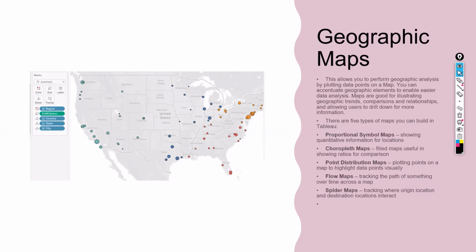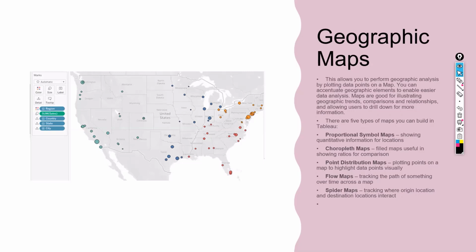Maps are also good for illustrating geographical trends. You can also use them for seeing weather conditions, how the climate is. If you want to know how much it rained this year in which part of the country, you can check using these geographical maps. Comparisons, like I told you, in which part of the country how it rained, and relationships, and they allow you to drill down for more information.